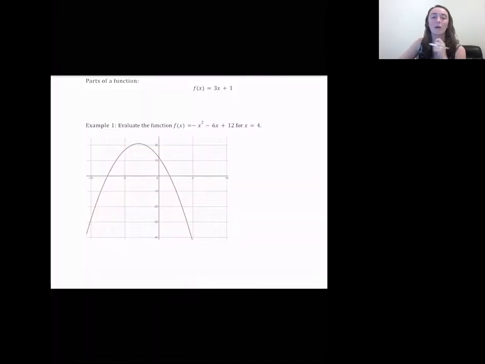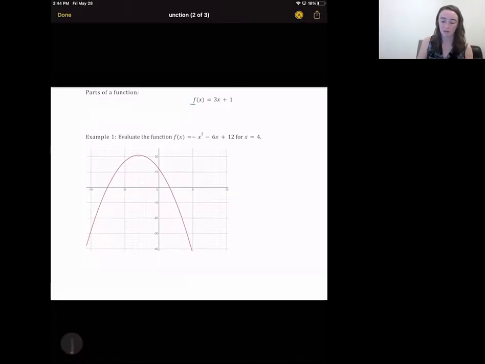Awesome. So now that you guys have an understanding of transformations of functions, we're going to talk a little bit more about vocabulary and then how to actually solve functions and how to evaluate them. So there are 3 key parts of a function. First is the name of the function. In this case, it's f. This is the name of the function.